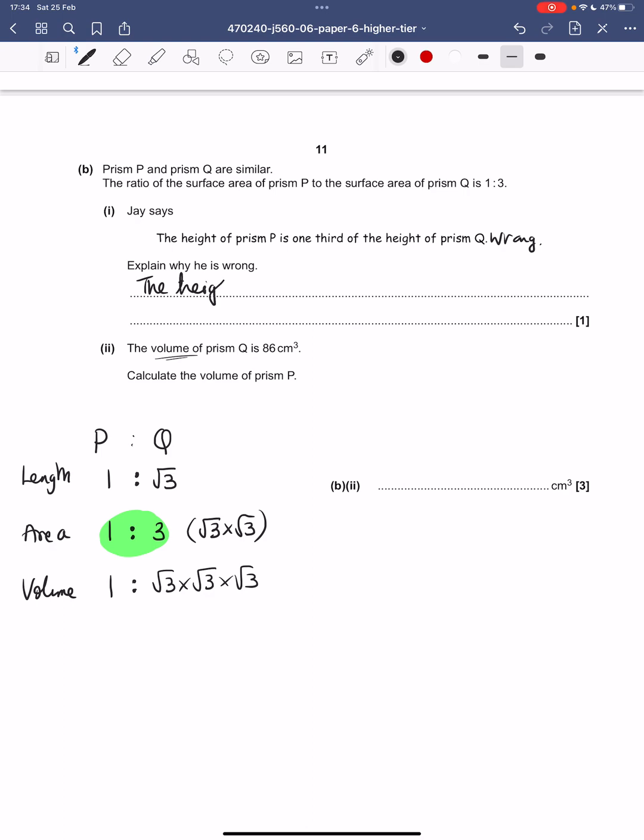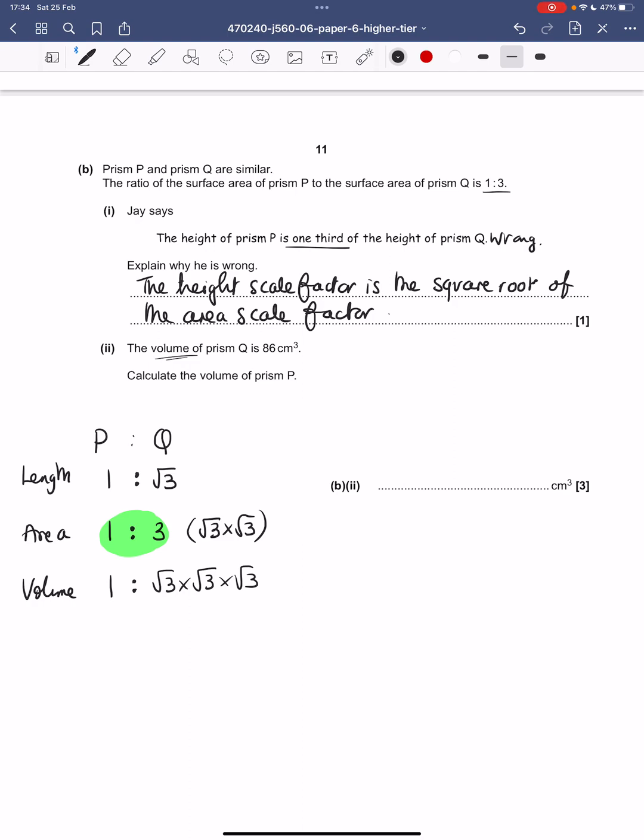So you can say the height scale factor is the square root of the area scale factor. Okay, that's why he's wrong. He said it's the same, 1:3, when it's not.